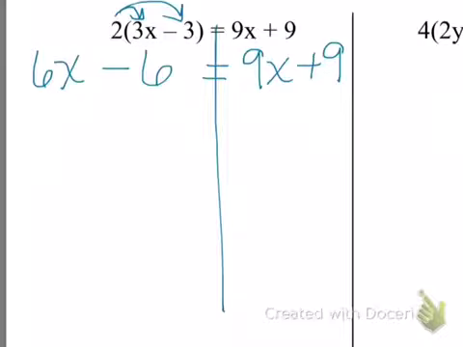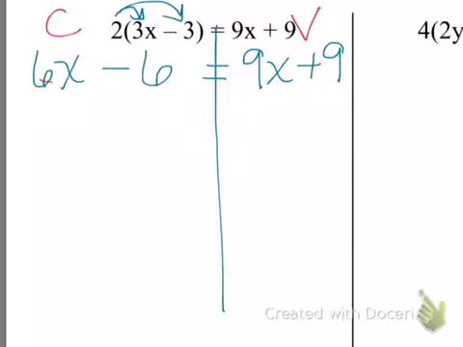All right, step number 3 says if I have a variable on both sides, I want to move one of them. So let's go ahead, just like we did in the lessons from earlier in the week. I'm looking at my x terms. I've got a 6 on the left and 9 on the right, so I'm going to put my variables on the left, constants on the right.